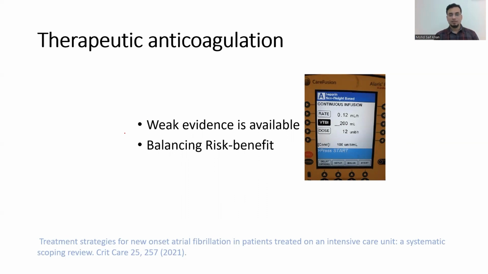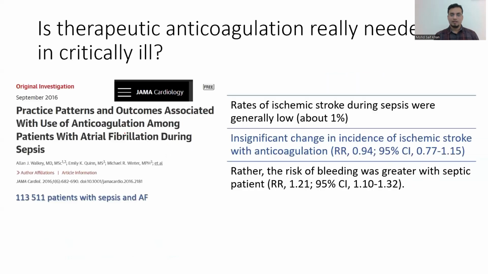Based on very little evidence available, therapeutic anticoagulation is not needed for new onset atrial fibrillation. As per a recent large cohort study focusing on patients with sepsis, investigating the practice pattern, this study was published in JAMA in 2016. So it looked at the practice pattern and outcomes associated with systemic anticoagulation during hospitalization with AF and sepsis. This is a very large study comprising about 113,511 patients.